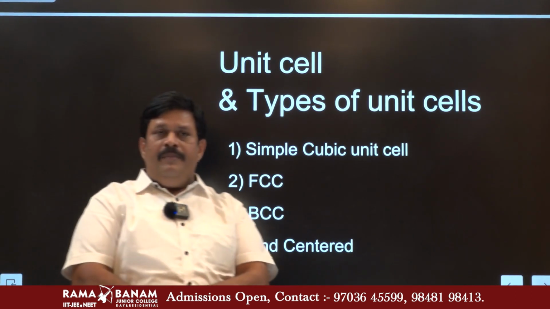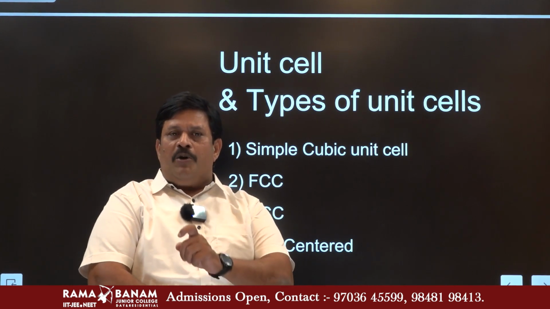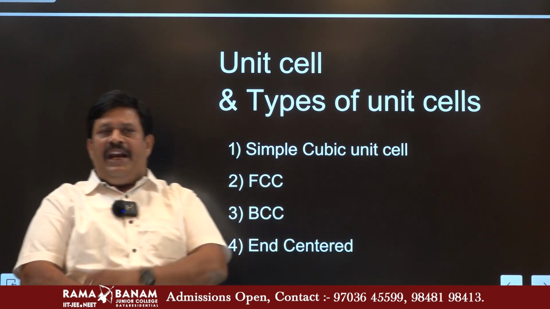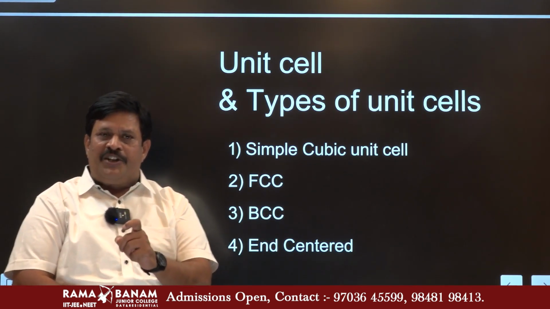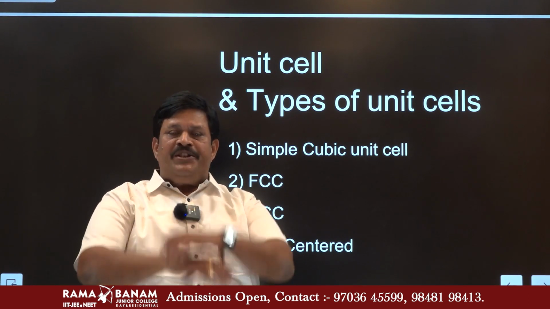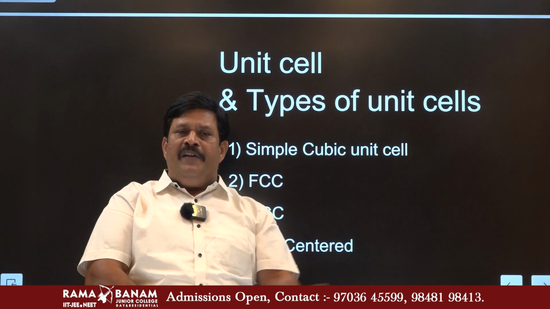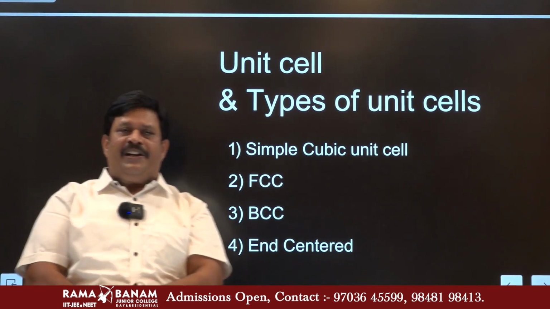I'll repeat one more time. Unit cell is the smallest portion of an ionic crystal, repeats again and again and represents the entire crystal in all aspects. What it means? In all aspects means in the shape, in the properties, everything. The unit cell represents everything of an ionic crystal.